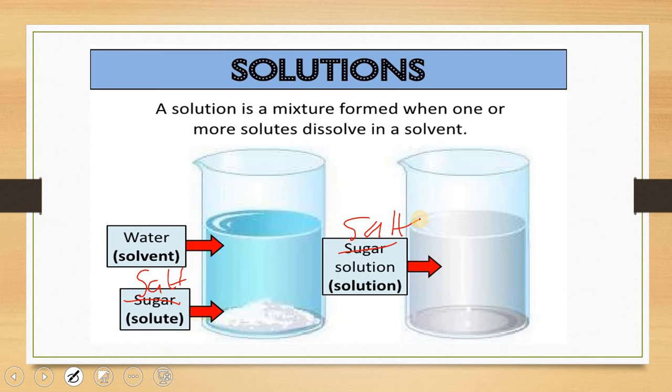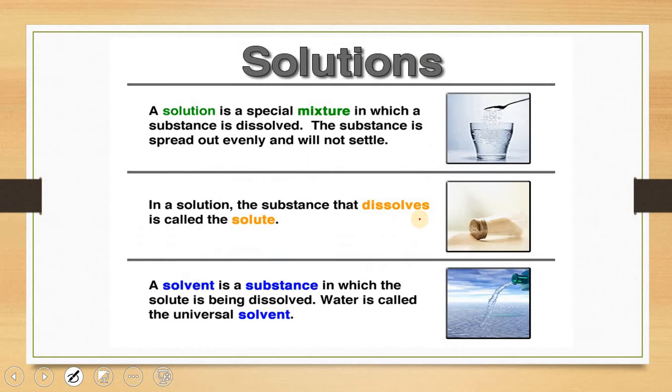If you have a mixture of solutes and also a solvent, then you will get a solution. Okay, I hope you understand. If you didn't understand, you can always ask me. Okay, or rewind the video. Okay, so we're gonna look at the next slide.